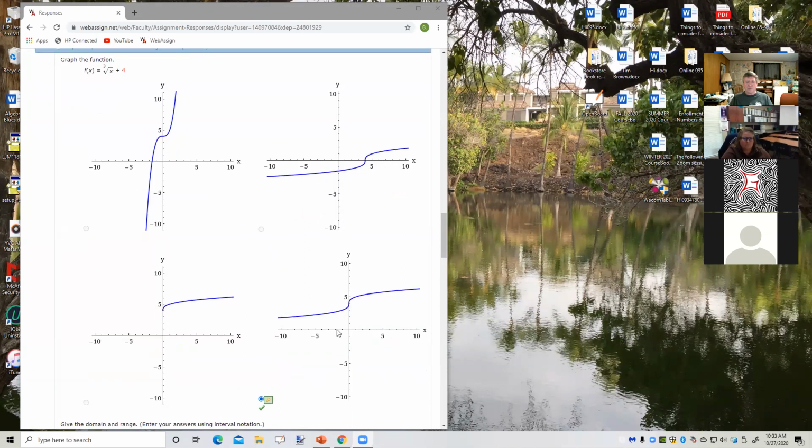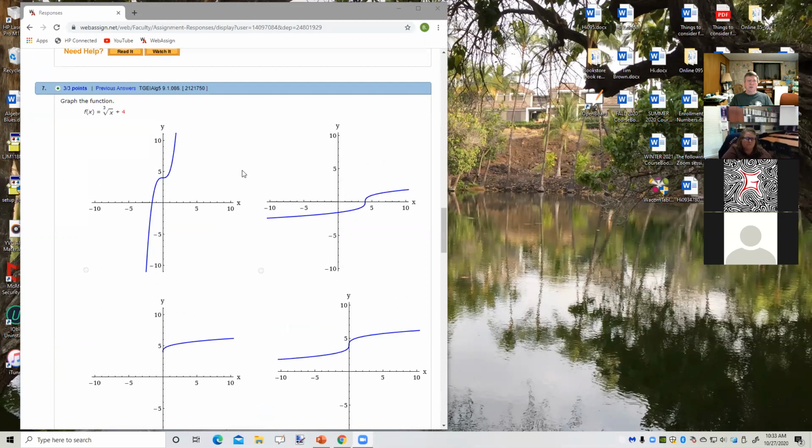Now this last graph also has the point 0, 4. Okay, but so far we've eliminated this one and this one. Let's go a little further. Let's say that x is 1. What's the cube root of 1? 1. Okay. So if x is 1, y would be the cube root of 1, which is 1 plus 4 would be 5, right? So when x is 1, y is 5.